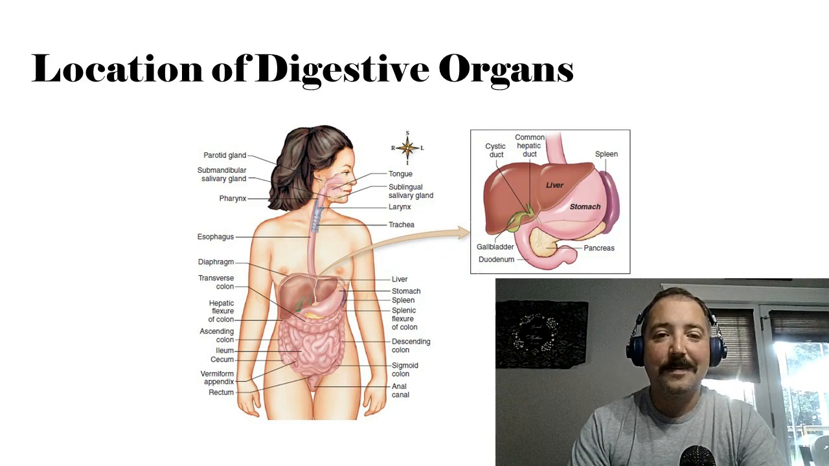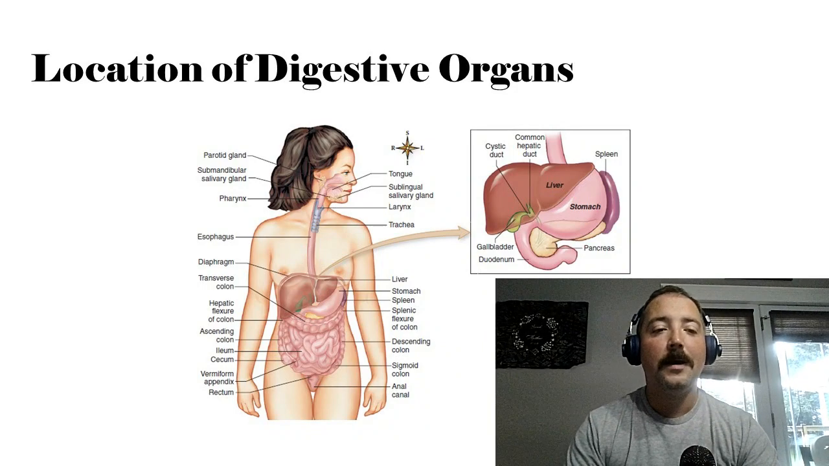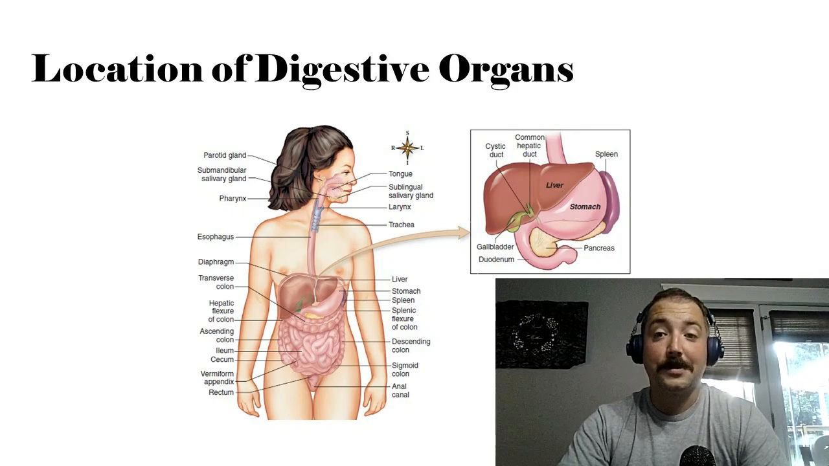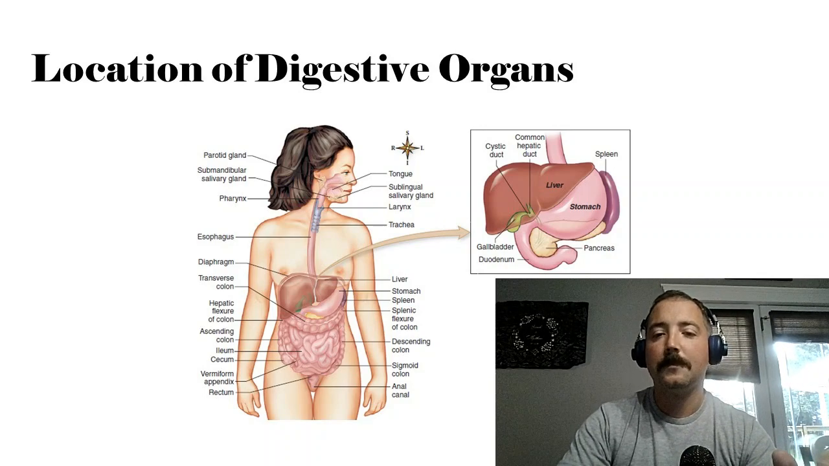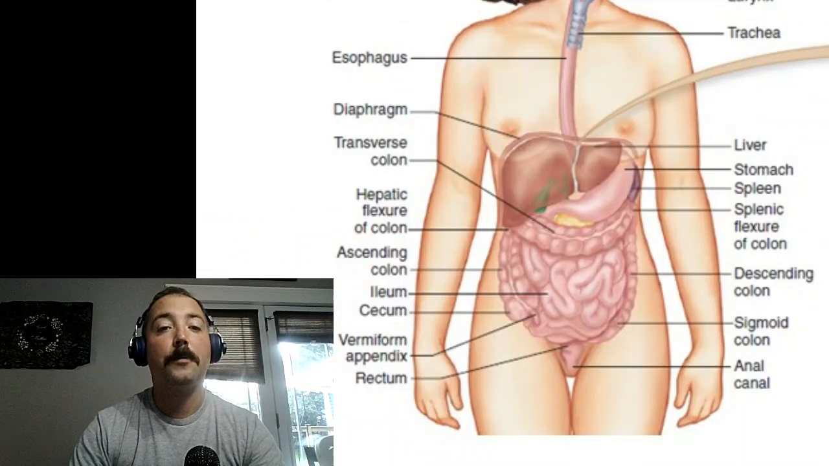Alright guys, let's get into this week's lesson on the digestive system. This is the system that provides all the fluids and nutrients our body needs in order to operate. The digestive system, also known as the alimentary system or the gastrointestinal system, can be divided into two parts, the upper GI system and the lower GI system. The upper GI includes the mouth, esophagus, and stomach, while the lower GI comprises the small and large intestines.